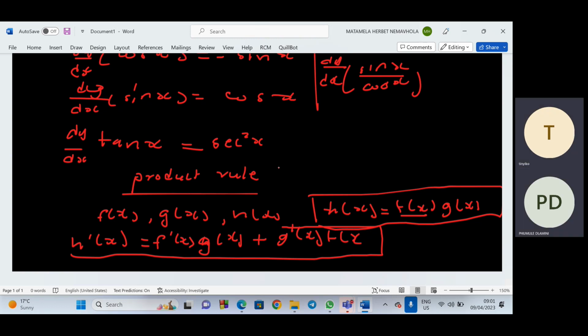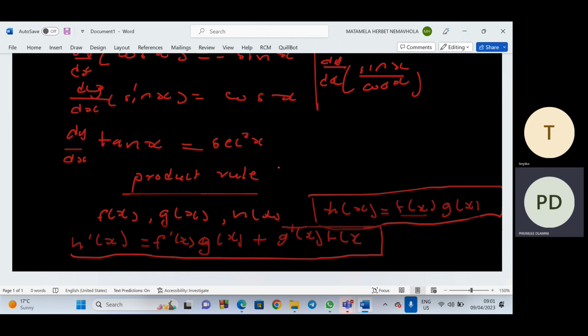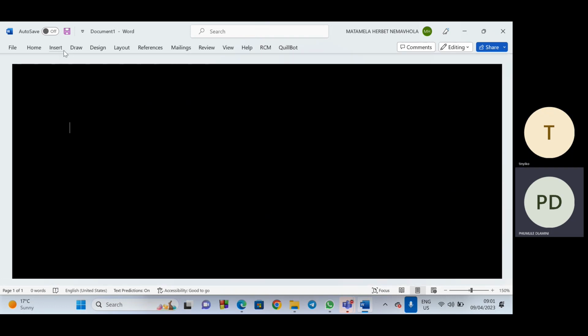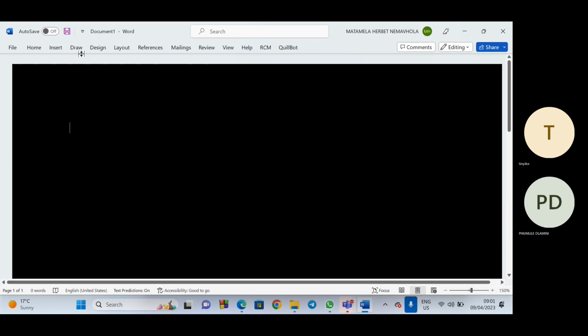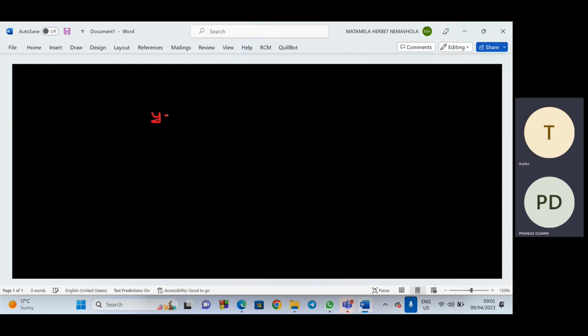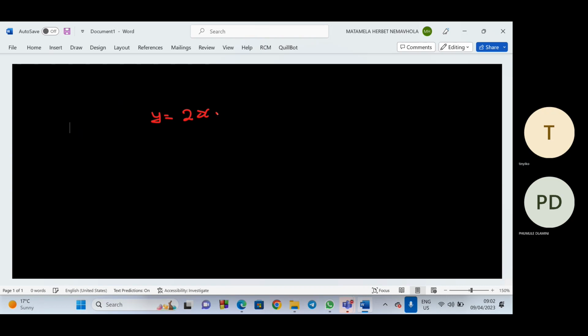Okay, I'm gonna cancel here, delete here. So I want to give you a general, very simple, countable example. Let's say I have my y equals 2x square root of x.